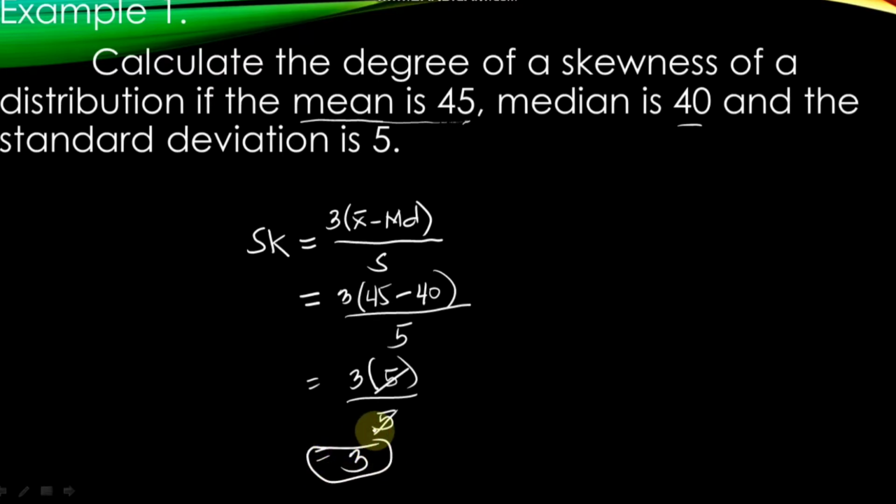Now try to identify if it is positively or negatively skewed. Positive or negative? Okay, very good. It is positively skewed because the mean is higher than the median. The mean is 45 and the median is 40. So it is positively skewed.